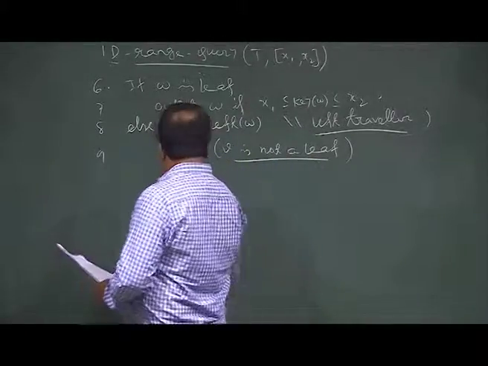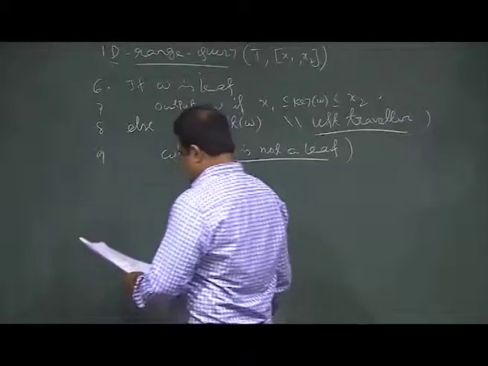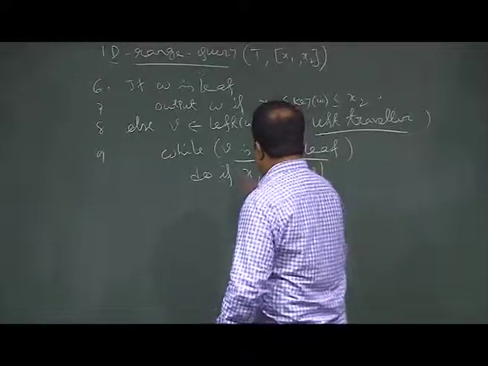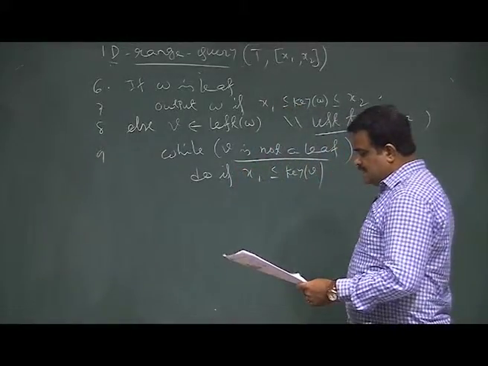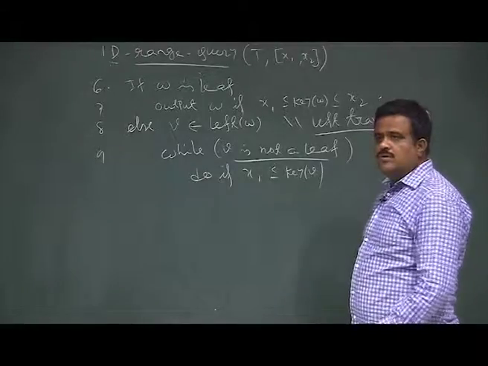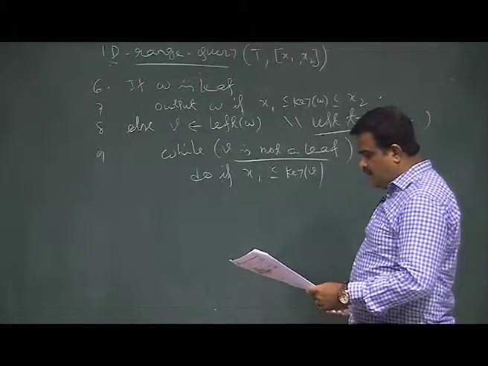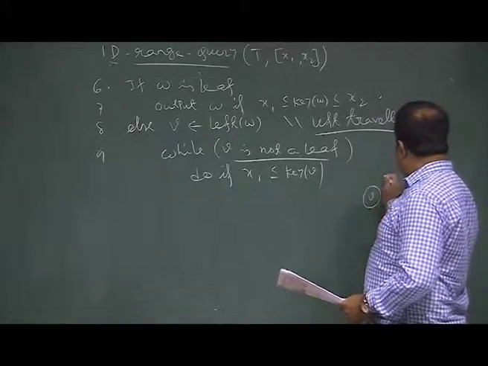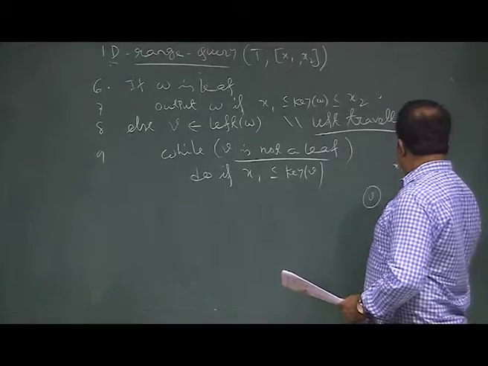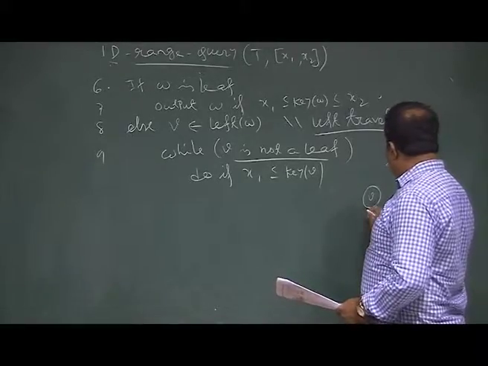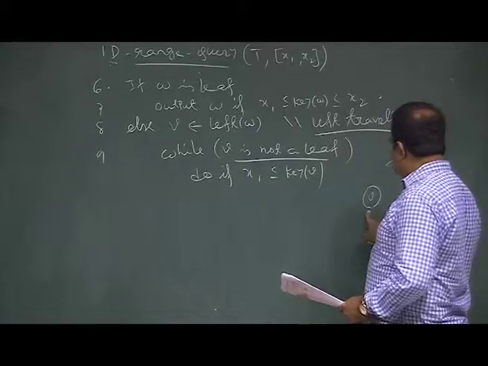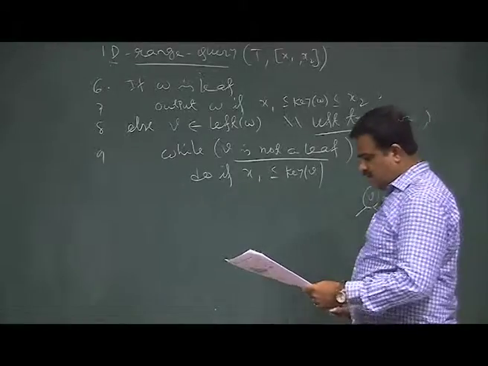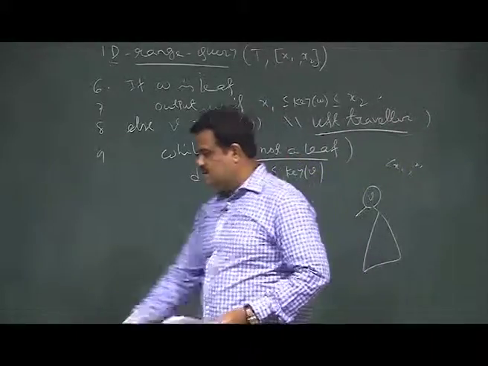What we do: if V is not a leaf and x1 is less than or equal to key of V, that means this is our V. We are looking for x1, x2. Now, we know that something is interesting over here. If x1 is less than or equal to key of V, then we have to go to the left part and we will output all the right part. That is the idea.